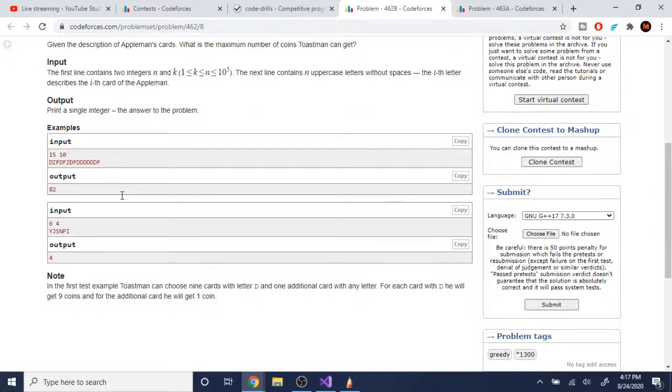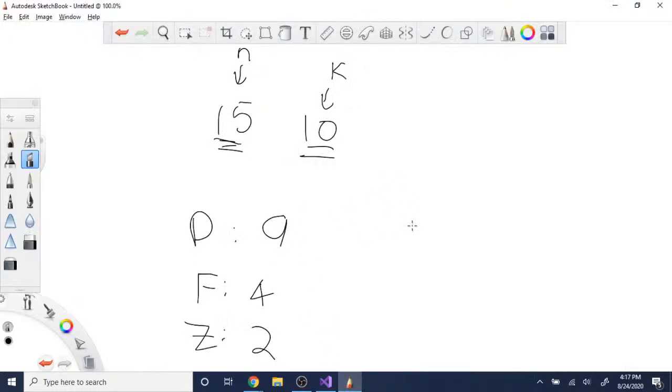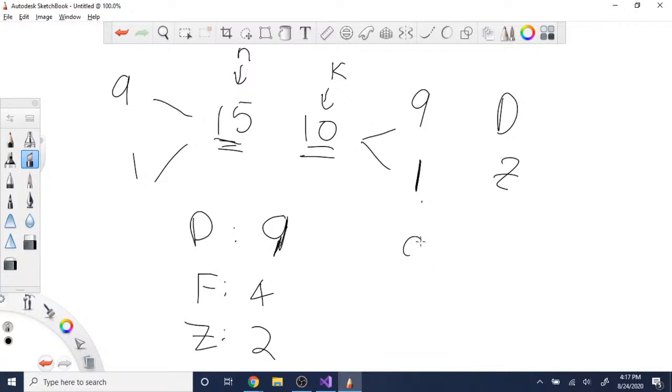Okay, so each card of D, he would get 9 coins because that's the number of occurrences, right? So he would choose 9 of them, and then you choose 1 out of the rest. So we're picking 9 Ds, and then 1 with whatever F or Z. So that makes it 9 times 9 plus 1 times 1, which gives us 81 plus 1, which gives us 82. Okay?